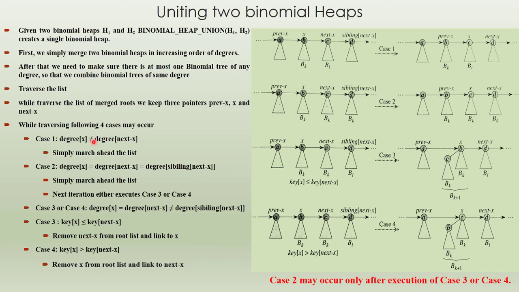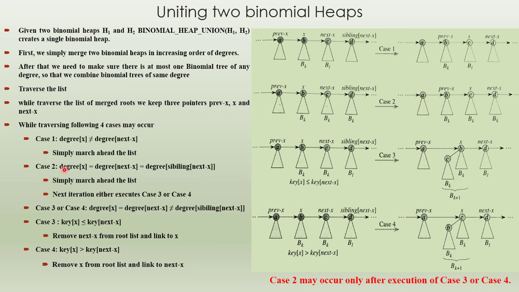In the first case, degree of x not equal to degree of next x. Here degree is k. Here degree is l. So the first case is satisfied here. So what we have to do is simply march ahead in the list. So the pointers will be shifted towards the right. C becomes x, D becomes next x, and B becomes prev x. So we just simply march ahead. That means the pointers will be shifted to the right hand side.